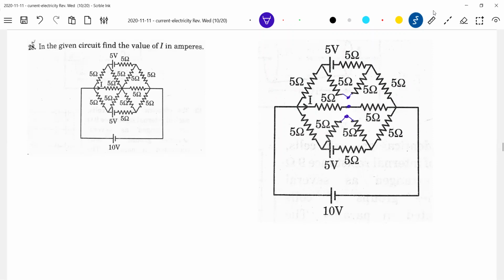Will you justify? I just say that the junction O is only a physical junction, not an electrical junction. Okay, fine. See, somehow I made a guess. I brought it, but how to justify?